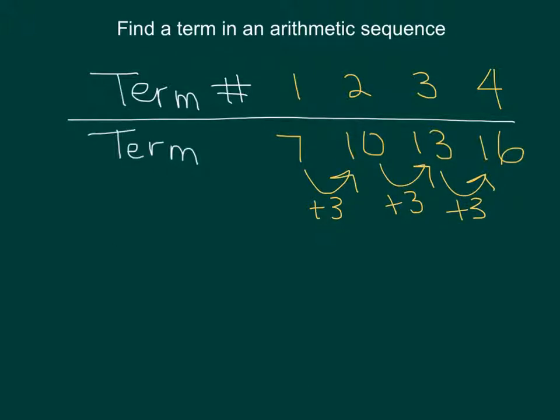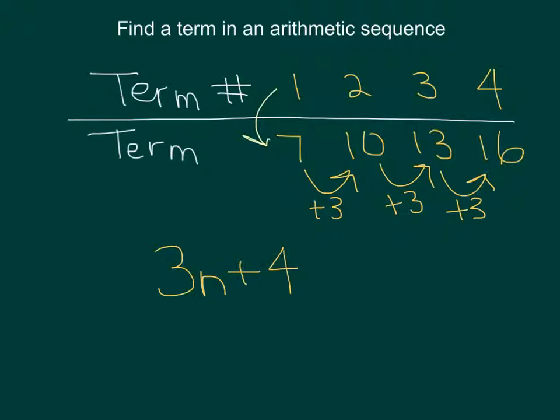So you can see here that the relationship amongst terms is +3, but the relationship from the term number to the actual term is more than just +3. So, or multiplying by 3. If we multiply the term number by 3, we get 3. But to get 7, you have to add 4. So if you're trying to write an equation for this, you could try 3 times the term number plus 4.